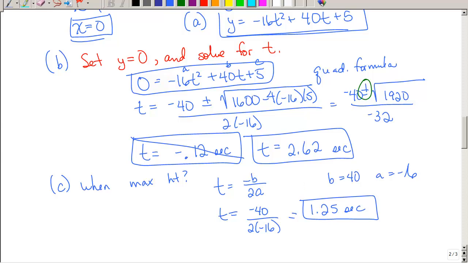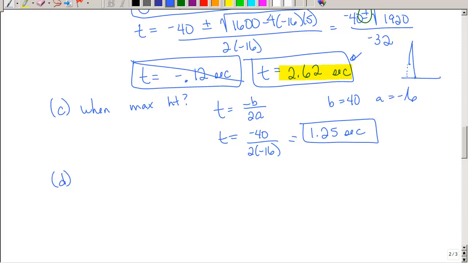So what does that tell us? Something you cannot do. You cannot just take half of that number. And that is because we didn't get a full parabola. Remember, it started here and came back down, so we didn't get that part. So you can't just take half of your total time.